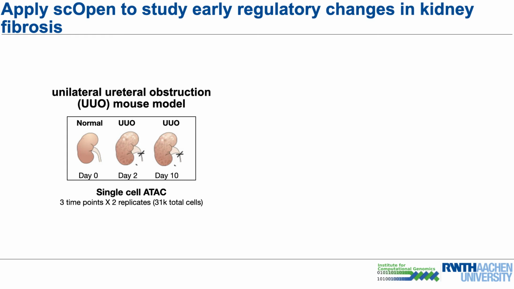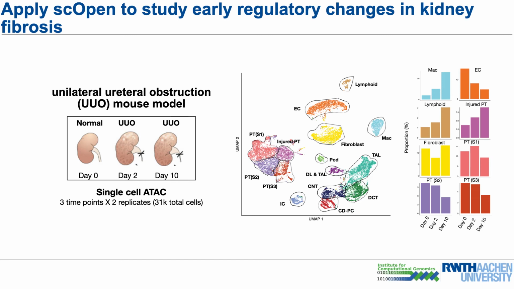Next, we would like to apply SOpen to study the early regulatory changes in kidney fibrosis. To do so, we generated single-cell ATAC data from intact mouse kidney at different time points after injury with fibrosis. So our experiments recovered more than 31,000 cells, and we applied SOpen to generate the low-dimensional matrix. We also performed data integration with the Harmony algorithm, and finally we clustered and annotated the cells.